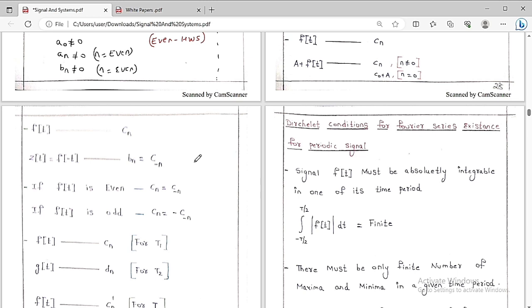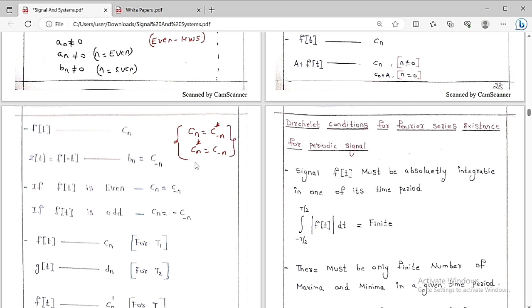So therefore, B1 is nothing but C of minus 1, B2 is nothing but C of minus 2, like that. If f of t is even, then Cn is equal to C of minus n. And if f of t is odd, then Cn is equal to minus C of minus n. And I have already told you the general expression: Cn conjugate is equal to C of minus n. So this one I have already told you, right?